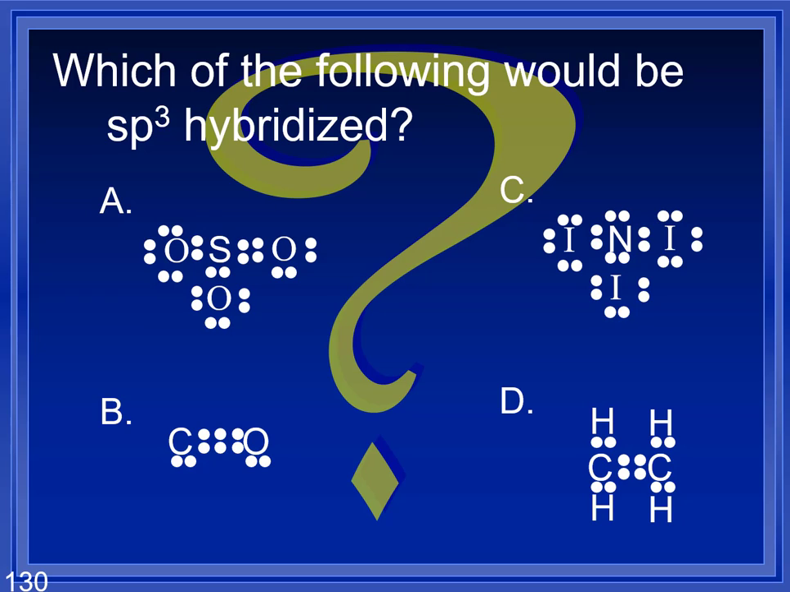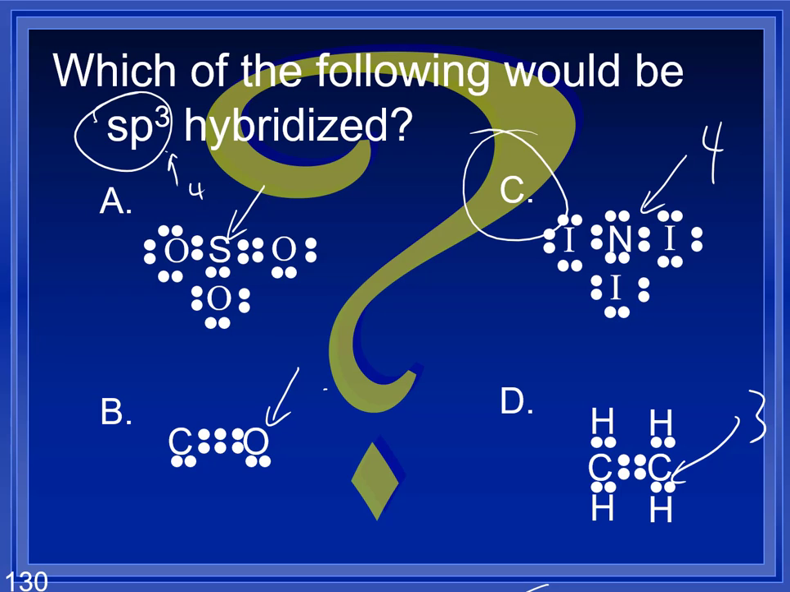So it's going to be sp3. To me, that means I need 4 places to put electrons. Need 4 pairs of electrons around the central atom. This one only has 3. This one only has 2. This one has 4. This one has 3. So the answer is C.